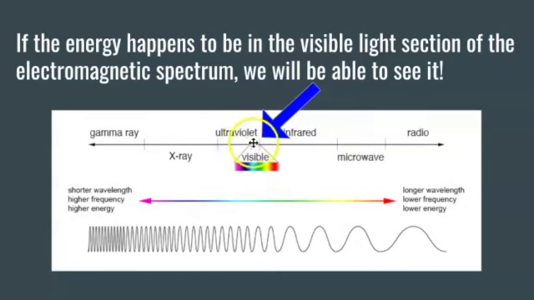If the energy is too high, then we wouldn't be able to see it because our eyes cannot detect ultraviolet light, X-rays, or gamma rays. And if the energy was too low, our eyes also would not be able to detect it because we cannot see infrared light, microwaves, or radio waves.